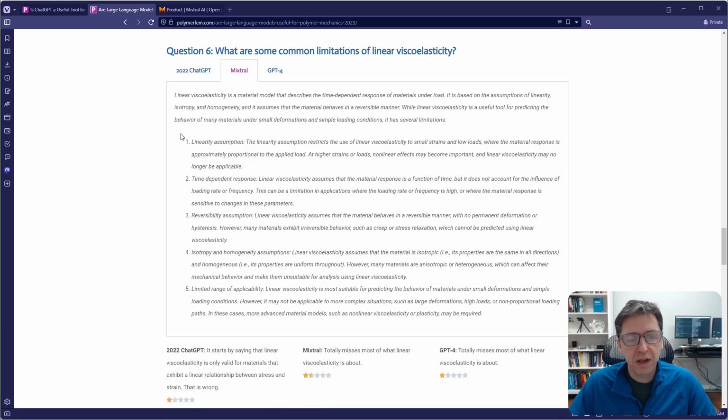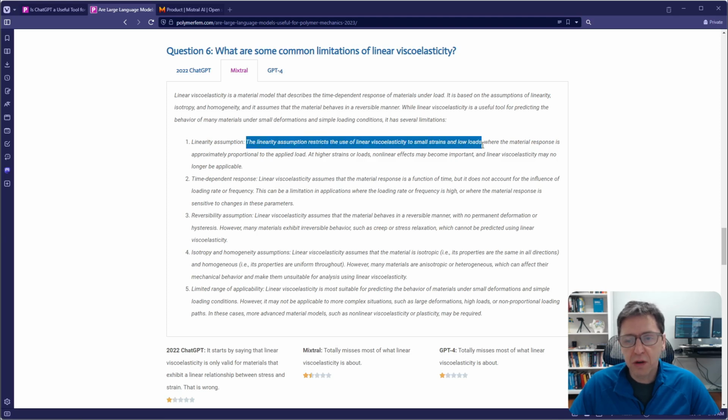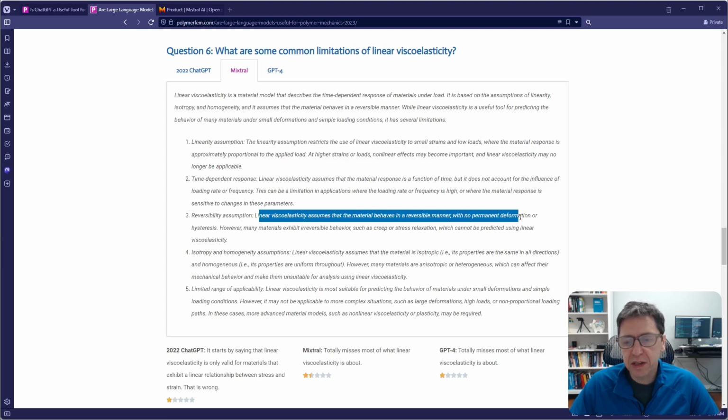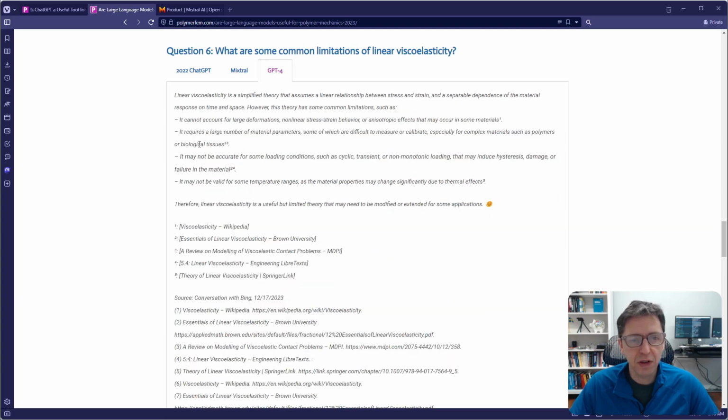The Mixtral database, or the large language model, is also a little bit weak, and perhaps it's a little bit better, so I get a 1.5 star for the answer here. But it still totally misunderstands it. Small and low loads, yeah, that's maybe okay. A reversible manner, like this is just not right. It gets the confusion about the stress and strain having to be linear in this case as well. So it's not a good answer. If you try to learn linear viscoelasticity and this is your answer, you're clearly going to be disappointed, because that's just wrong.